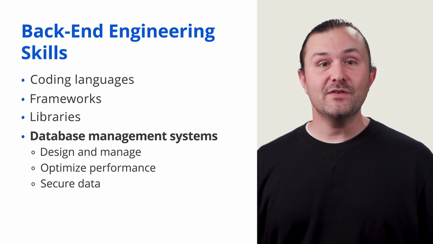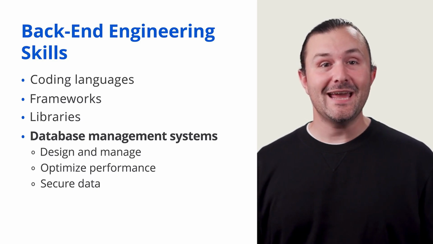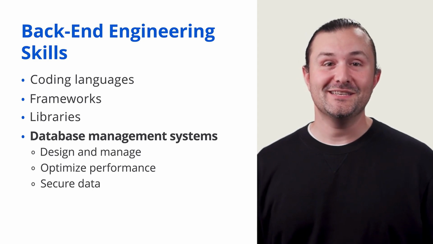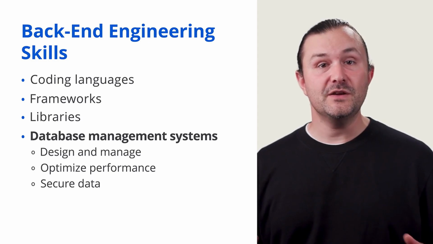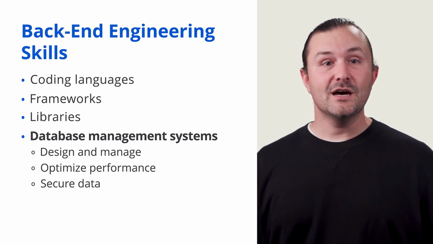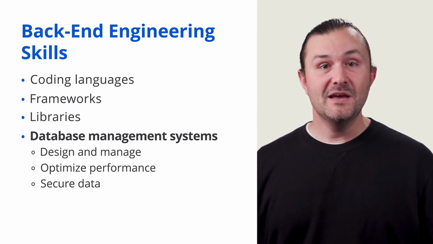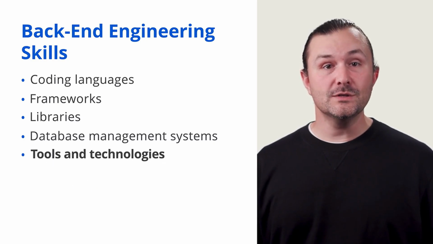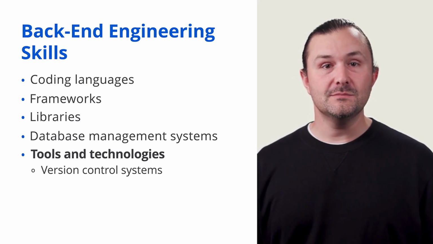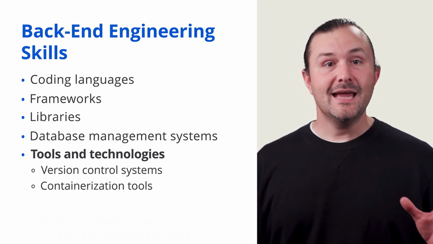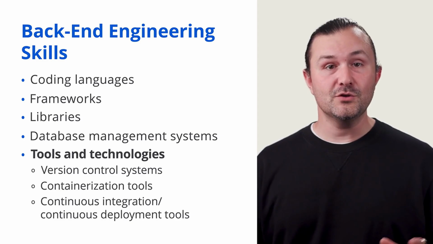This skill lets backend developers build systems for fast, accurate data access, ensuring a smooth user experience. For example, when a customer places an order, the database management system efficiently updates inventory levels and the customer's order history in real time. Finally, let's discuss the tools and technologies that backend engineers use daily, including version control systems, containerization tools, and continuous integration, continuous deployment tools.